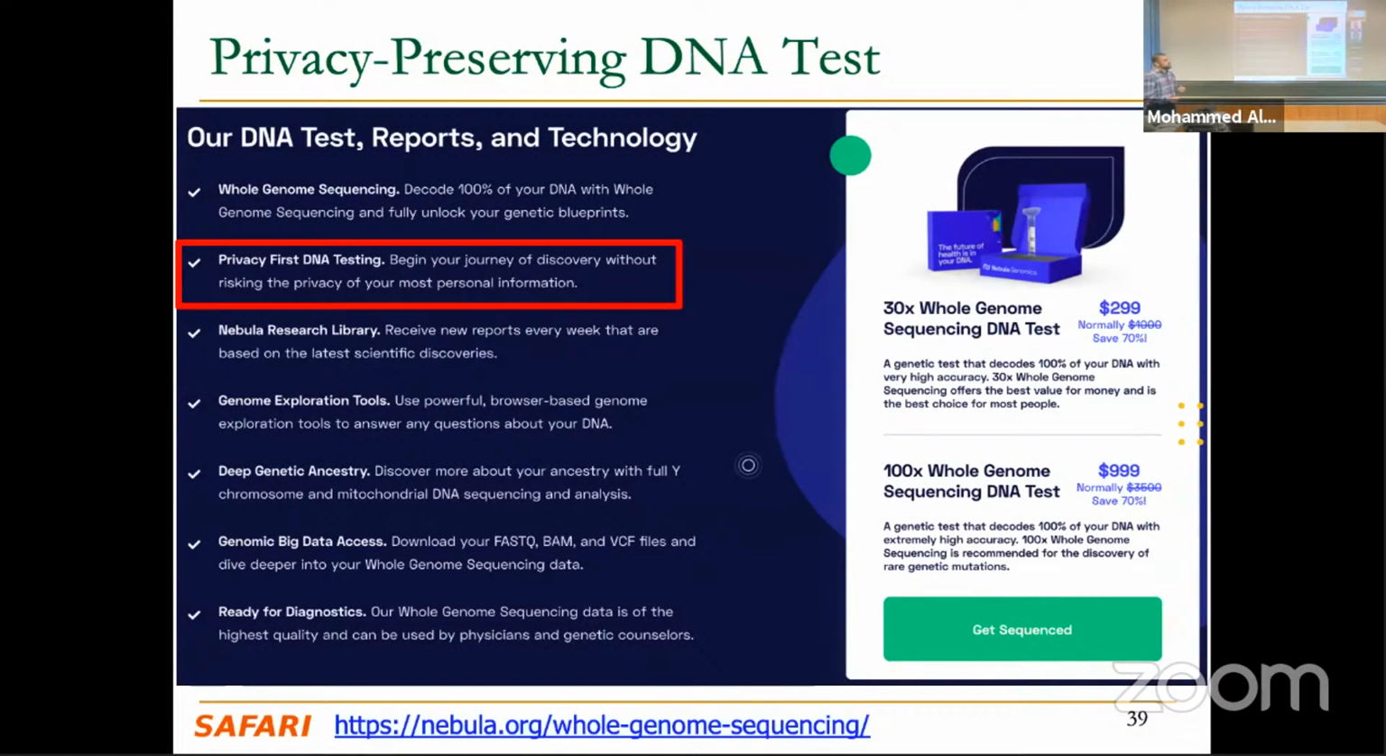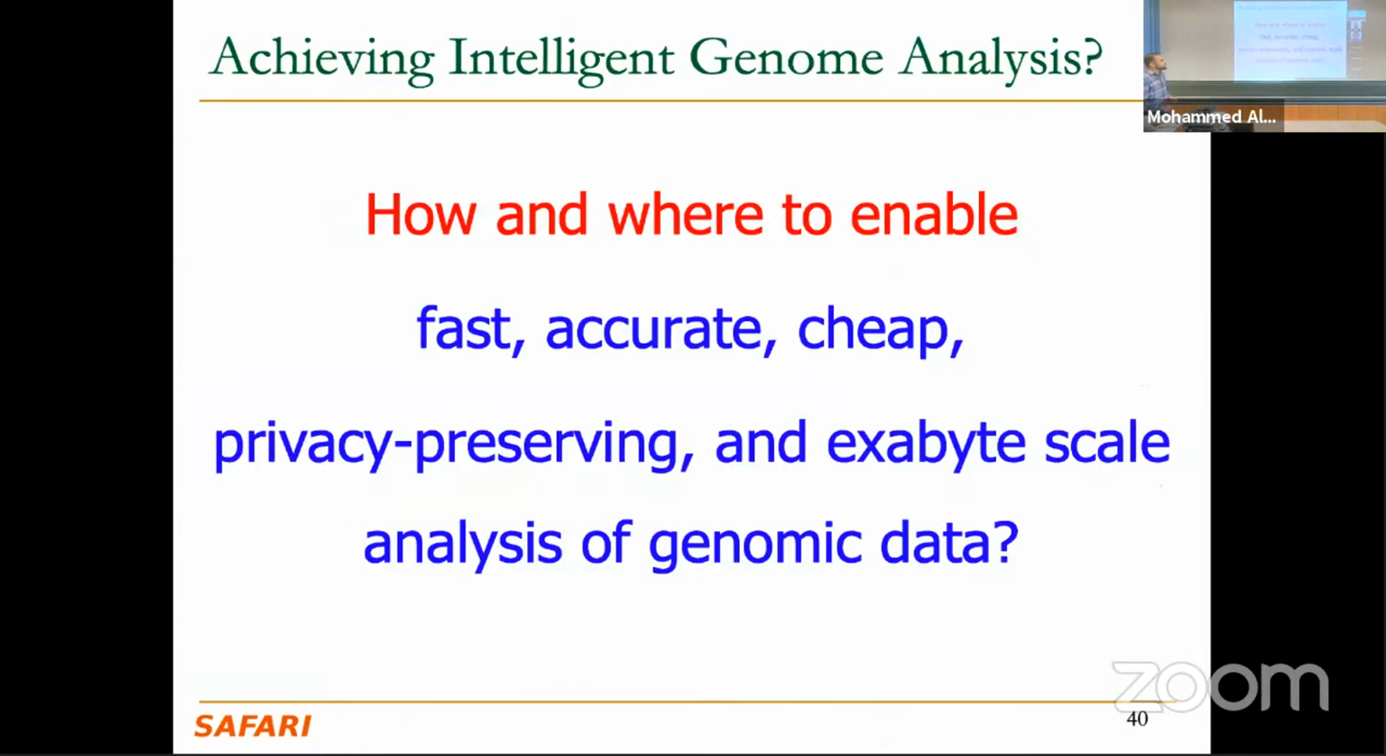This is one of the tests that you can do as a privacy-preserving DNA test. They promise to destroy the sample after we send it. They will study only the portion of the DNA that you're interested in. They promise to not study the rest, and so on. So I don't know, this is just one example of privacy DNA testing.